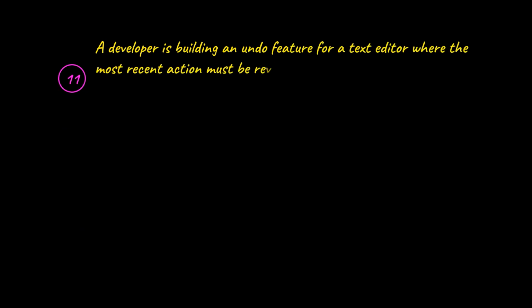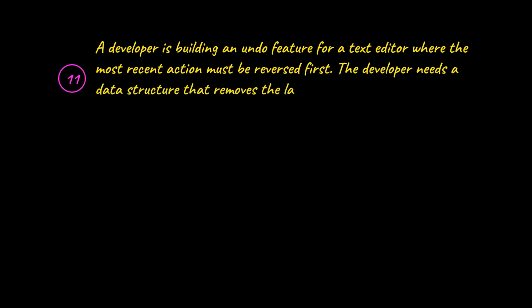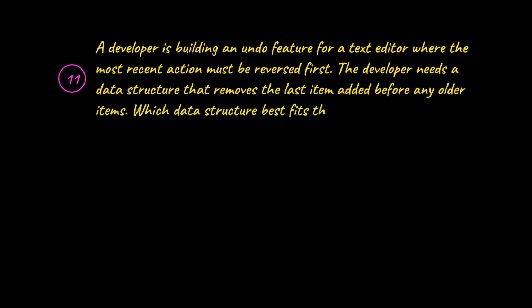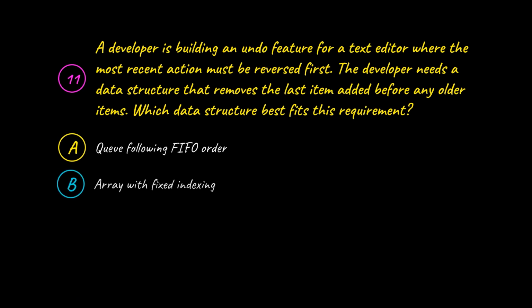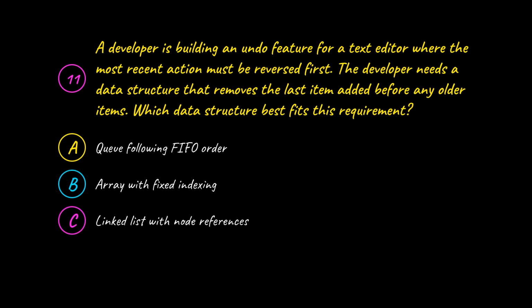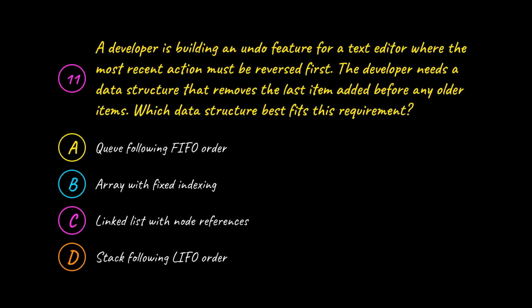Question 11. A developer is building an undo feature for a text editor, where the most recent action must be reversed first. The developer needs a data structure that removes the last item added before any older items. Which data structure best fits this requirement? Your options are A, a queue following FIFO order, B, an array with fixed indexing, C, a linked list with node references, D, a stack following LIFO order. Before I reveal it, which one do you think is right?